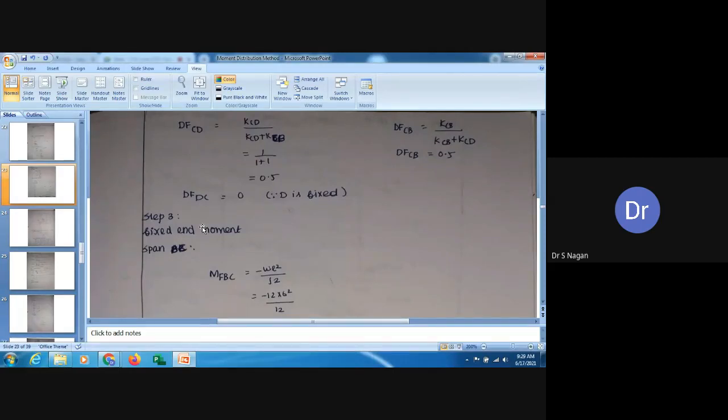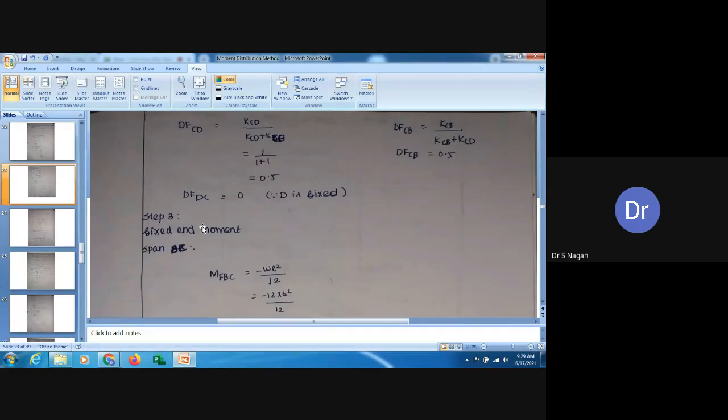Similarly, if you are given an applied couple or moment M0 acting at a distance A from the left end and B from the right end, then the left end moment will be M0 B by L into 2 minus 3 B by L, and the right end fixed moment will be M0 A by L into 2 minus 3 A by L.